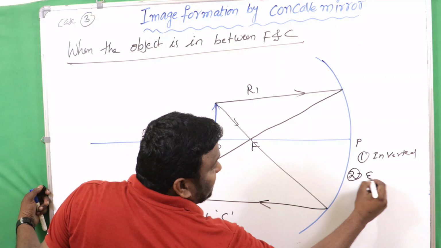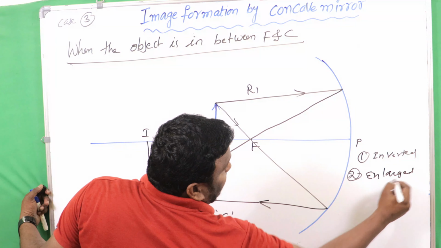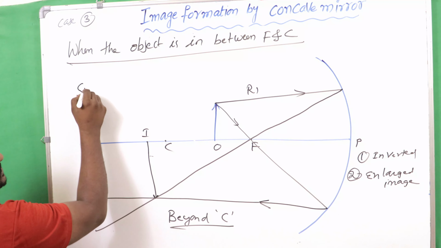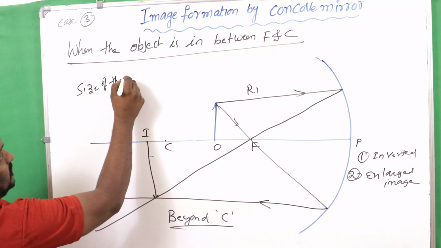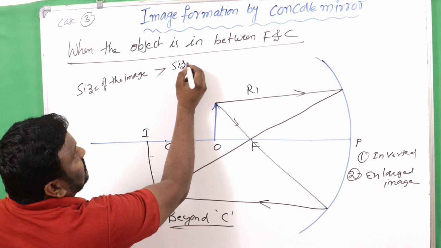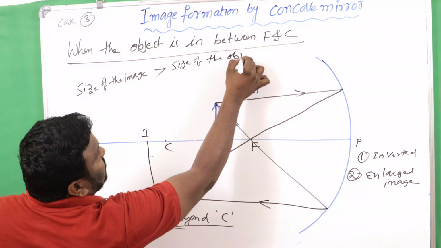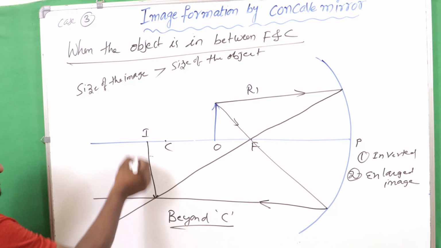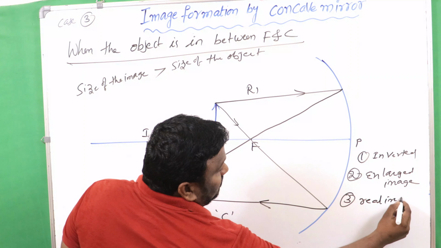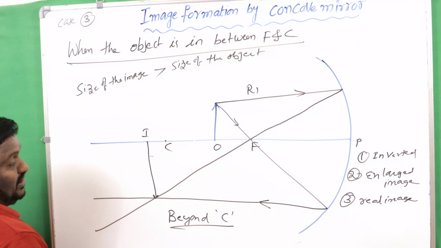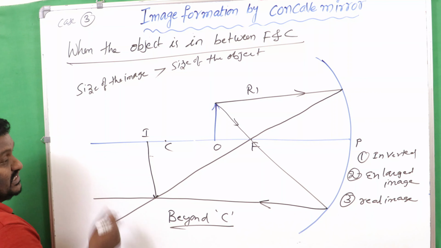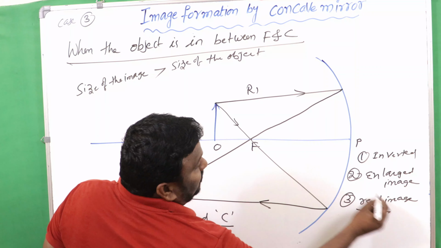And the second thing is, it is an enlarged image. Why? Because the size of the image is greater than the size of the object. That's why you have to say the image is enlarged. And the third one is, it is a real image, because we are able to capture it on the screen. The image can be captured on the screen. That's why it is the real image.